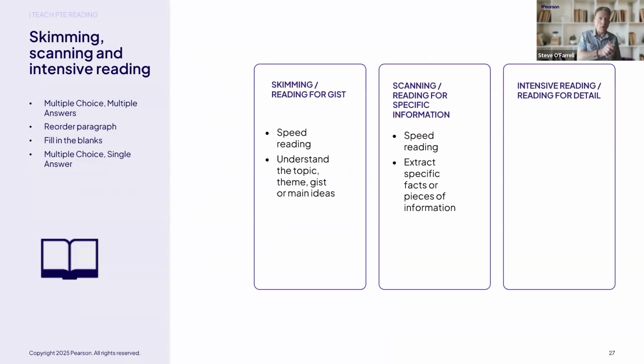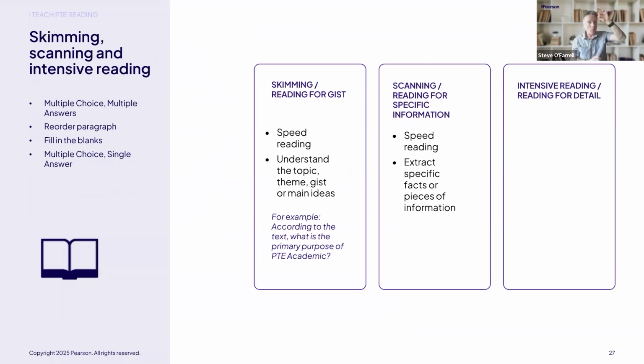So we're going to look at one more thing here now, skimming and scanning versus intensive reading, because some of the questions require intensive reading, which is reading for detail. So just to recap, skimming is speed reading and understanding topic, theme, gist, or main ideas. So an example might be, according to the text, what is the primary purpose of PTE Academic? Okay, so that's looking for a general idea.